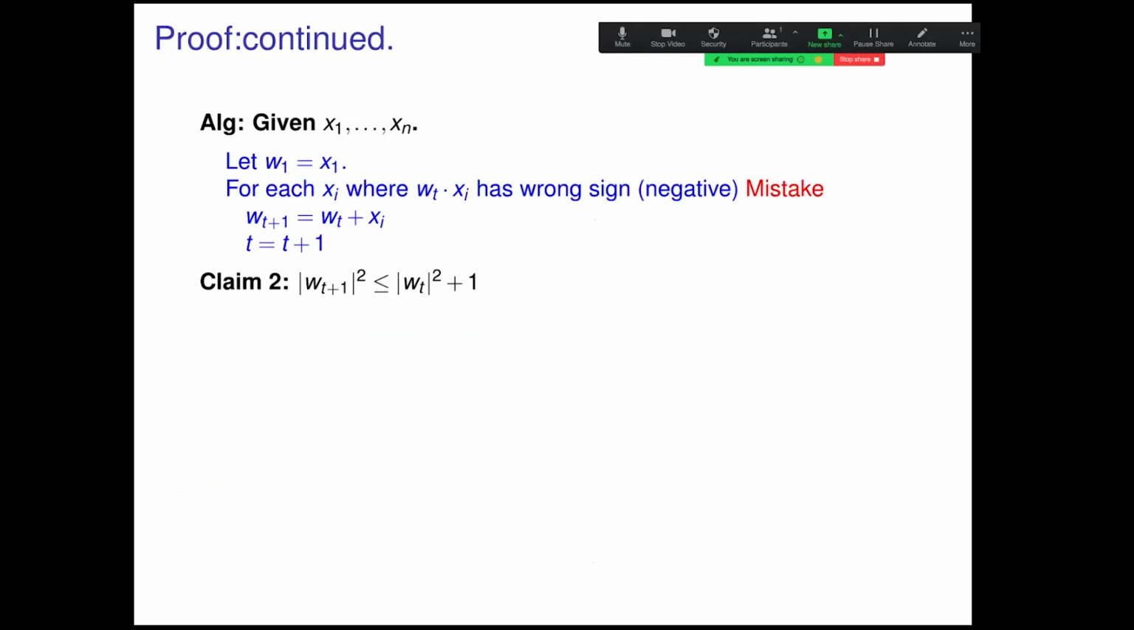Now I'm going to prove another claim. W_{t+1} is growing. Every step it grows by something. But I'm going to say it doesn't grow by too much. Now, does anybody see why this is true?